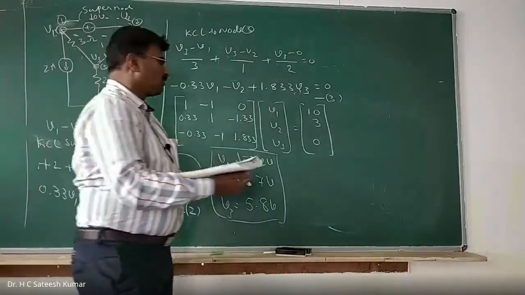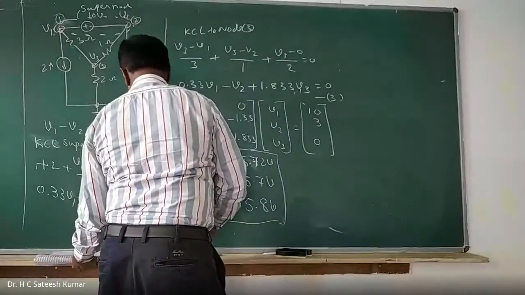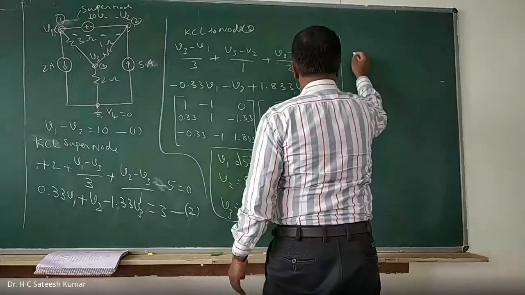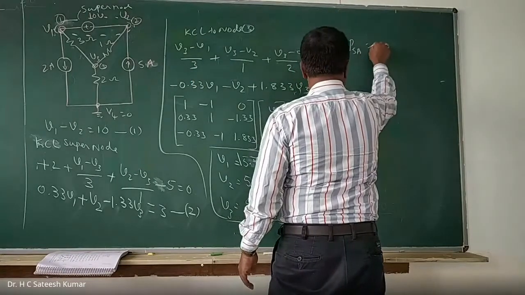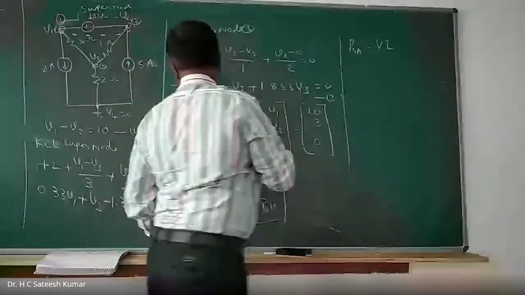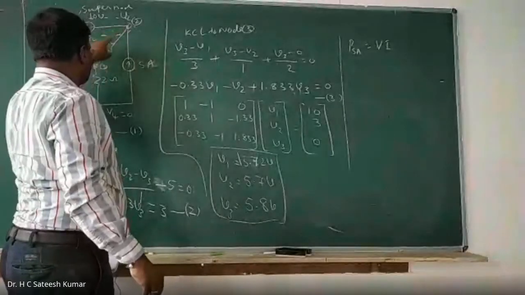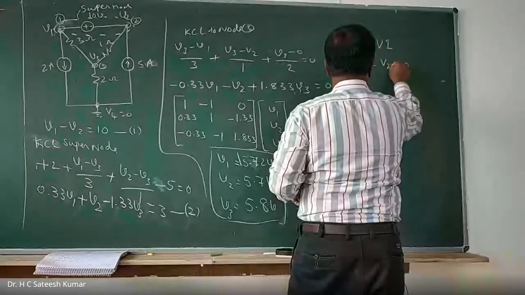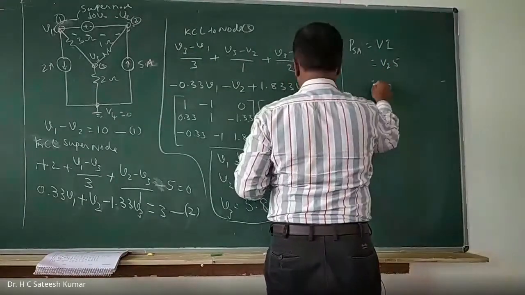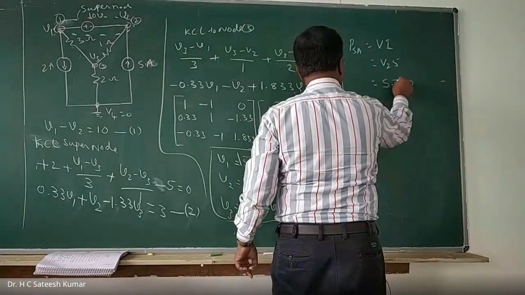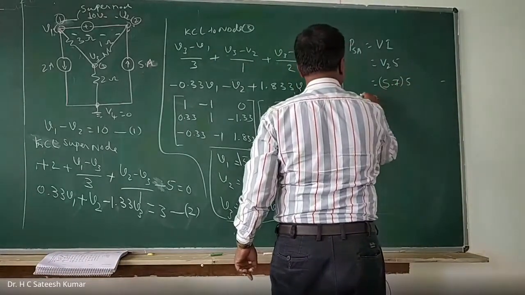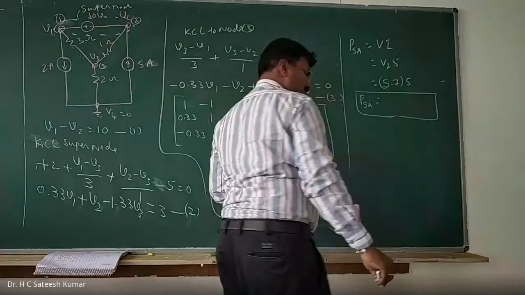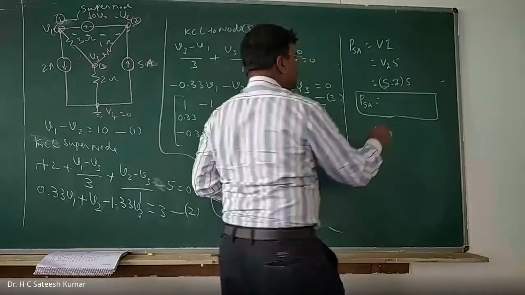Now, what is the power delivered? Power delivered by the 5 amp source. P is equal to V into I. The voltage with respect to ground is V2. So P is equal to V2 into 5 amps. V2 is 5.7, 5.7 into 5. The power delivered by the 5 amp source is 28.5 watts.